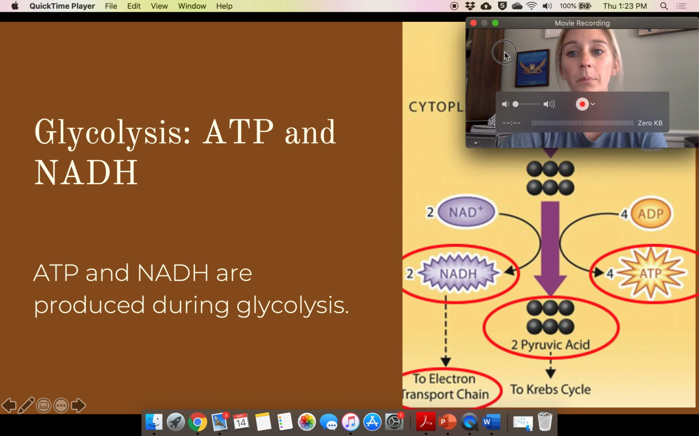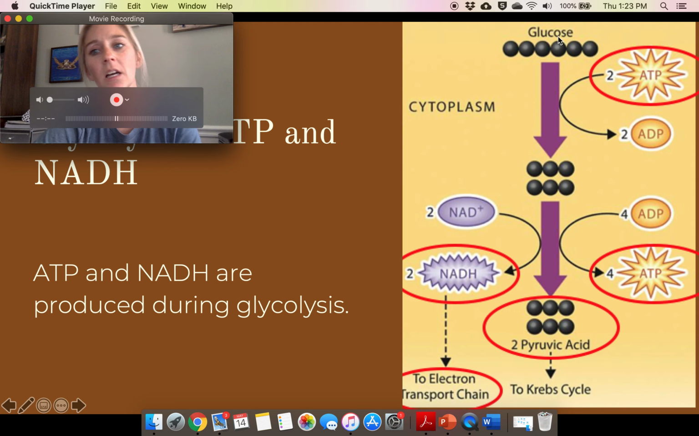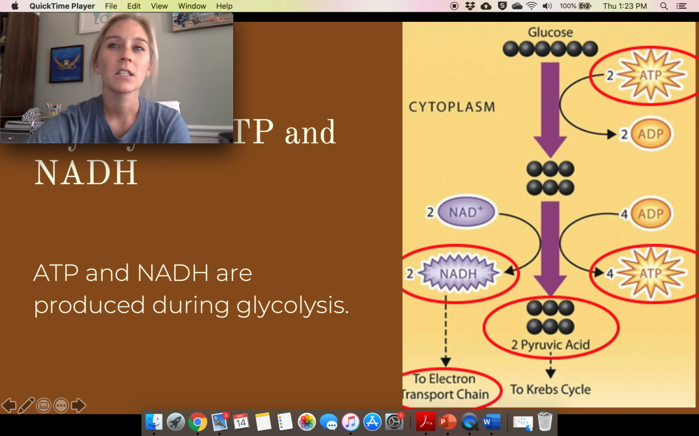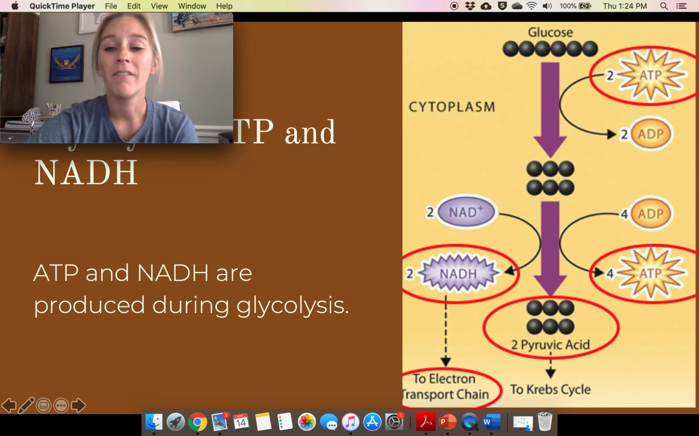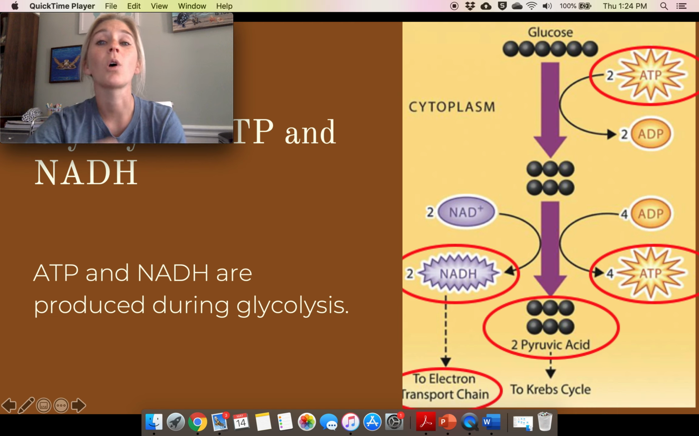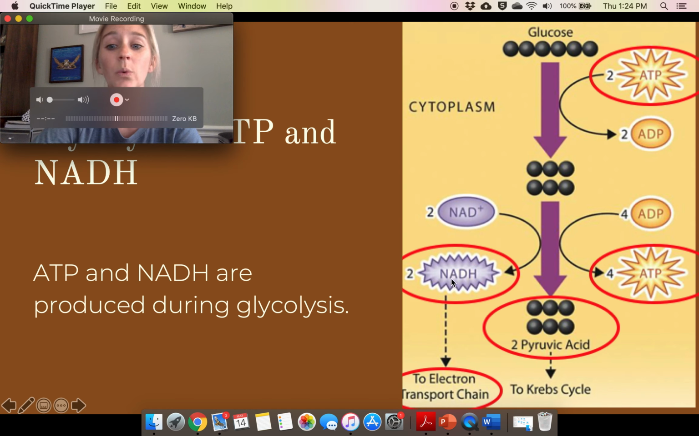If I move me out of the way, over here you see these 6 round shapes. It's 6 carbons for glucose. Some energy in the form of ATP is necessary to get the glycolysis process started. So it takes 2 ATP to get started. The molecules of ATP are invested, meaning that the energy stored in the ATP is released to help start this process of glycolysis. The products of glycolysis are going to be 2 NADH molecules, 4 ATP molecules, and then 2 pyruvic acid.